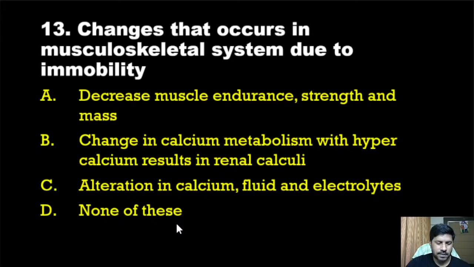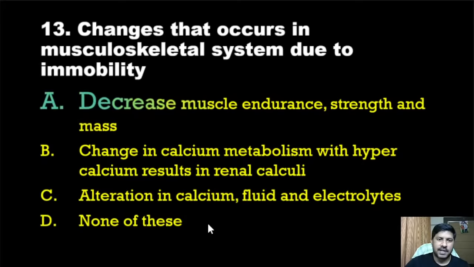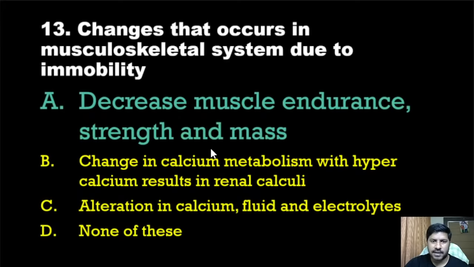Prolonged immobility leads to changes in the musculoskeletal system. Options: decrease muscle endurance, strength and mass; change in calcium metabolism with hypercalcemia results in renal calculi; alteration in calcium, fluid and electrolytes; none of these. Most of you gave the correct answer, that is option A. Decrease muscle endurance, strength and mass due to the prolonged immobility.